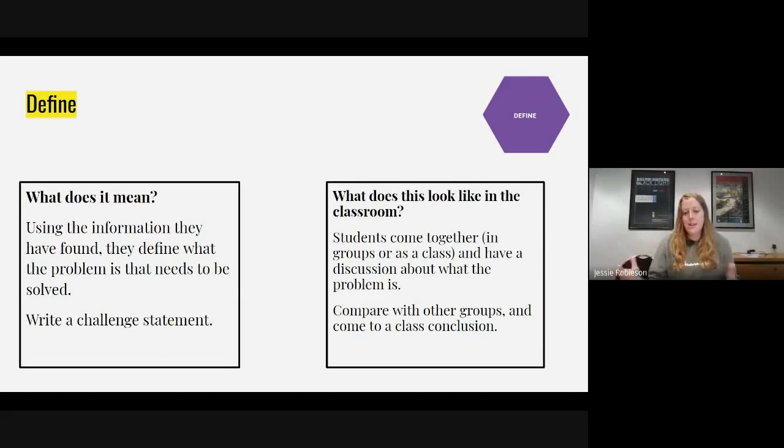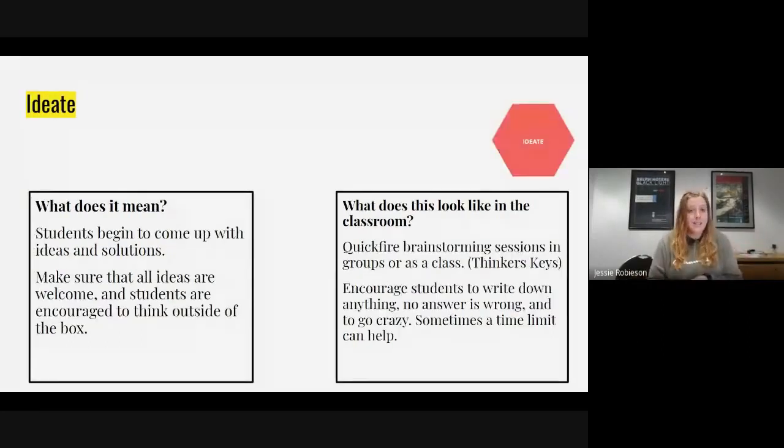So the way they can do that is they can come together in groups or class, have a discussion about what the problem is, compare with other groups, and then come to a conclusion. So now that we've got the problem, we've got the idea, we know what we're doing, it's time to start ideating. So this is when we get those ideas out. So they begin to come up with solutions.